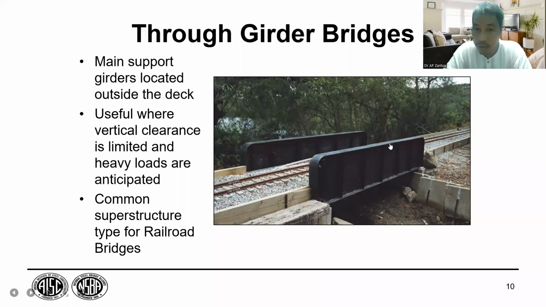So this load is heavier than the normal vehicular load, because passenger trains are not very heavy, but the baggage trains, the luggage trains, those are heavy. Okay, common superstructure type of railroad bridges.